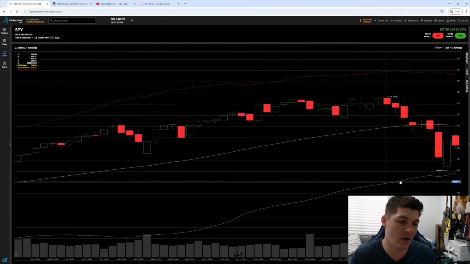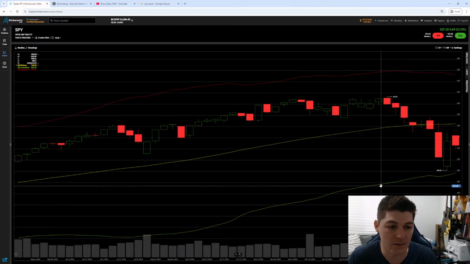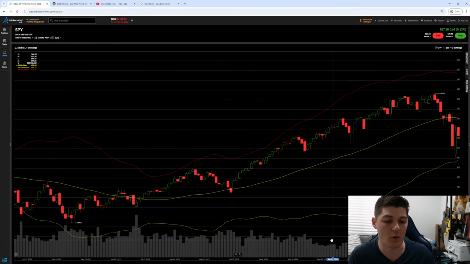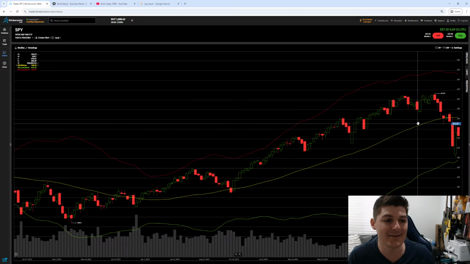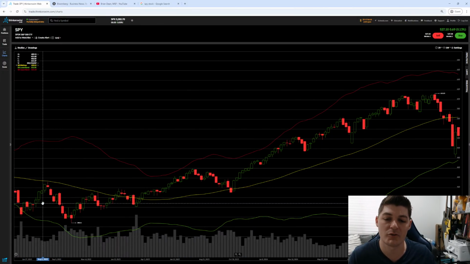Okay, so you can see a red line, a yellow line, and a green line, and this strategy helps us decide when we should get into the market. It is a quote-unquote buy the dip strategy, and the rationale of the strategy is that anytime the stock market closes below this green line, that's when it's time to buy into stocks.